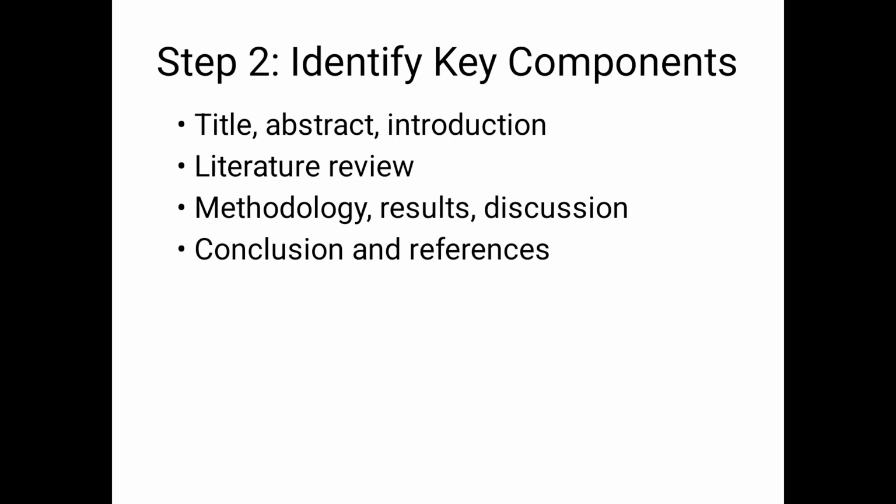Now, moving on to step 2, you have to identify the key components. After critically reading the article, you students should identify the key components of the article as the reviewer. Academic articles usually follow a clear structure divided into sections such as the title, abstract, introduction, literature review, methodology, results, discussion, conclusion, and references. Each part plays a specific role in the overall presentation of the research.